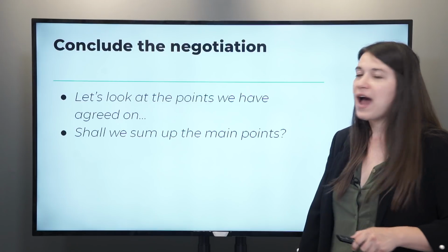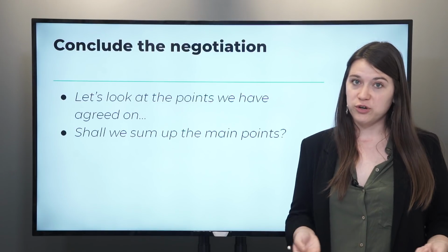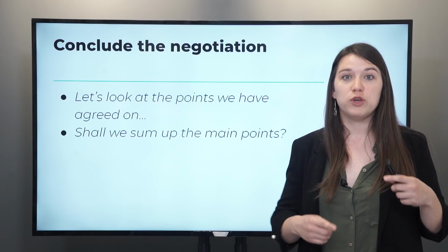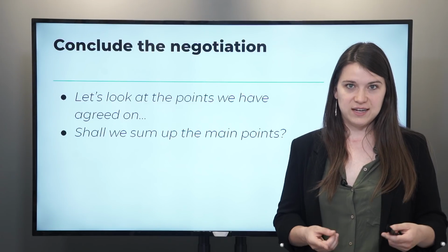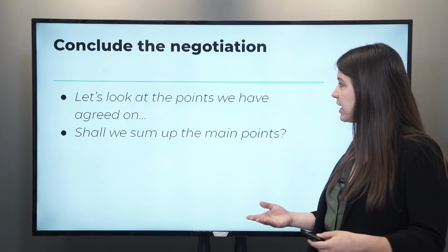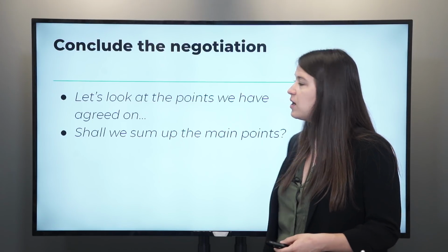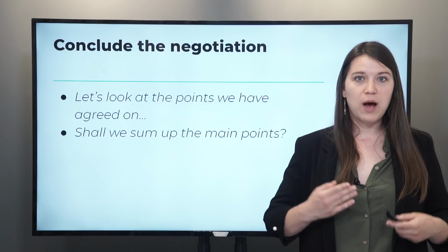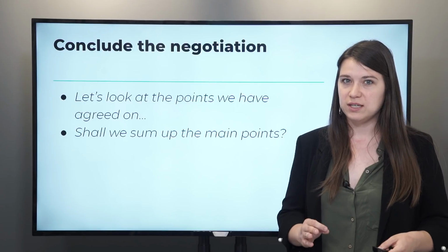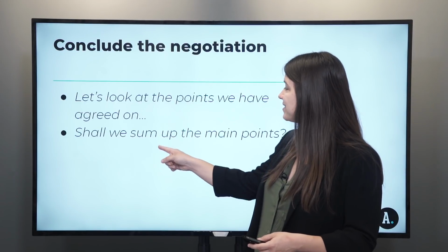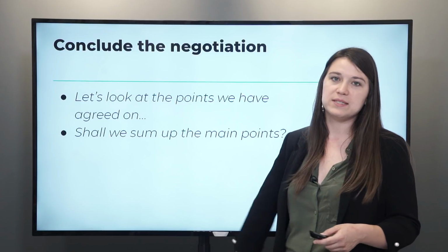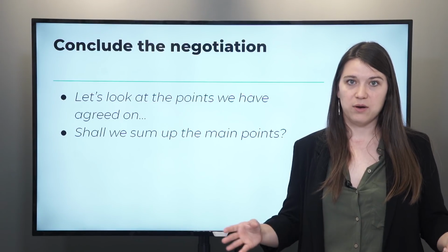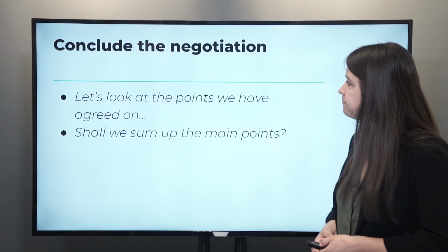Okay, so after you have reached your agreement, then you'll want to conclude the negotiation. So it's really important to review everything that you've just discussed. Okay, maybe you've written it down and you want to go over it again. So for example, let's look at the points we have agreed on. So then you say, okay, item 1, you're getting this, item 2, I'm getting that, etc. So make sure that it's really clear. Another way to say this is, shall we sum up the main points? So sum up is another way to say review or summarize something. Okay, so let's talk about everything that has just been said.